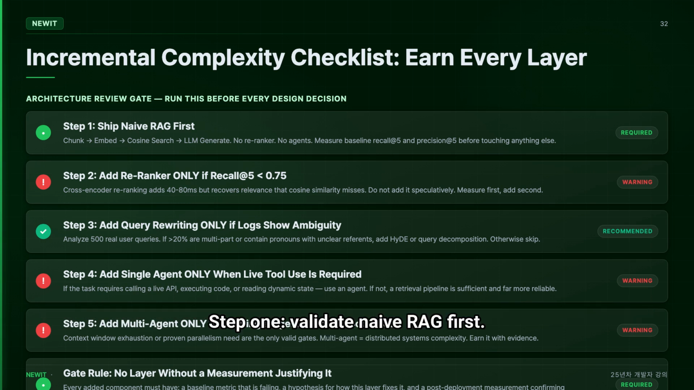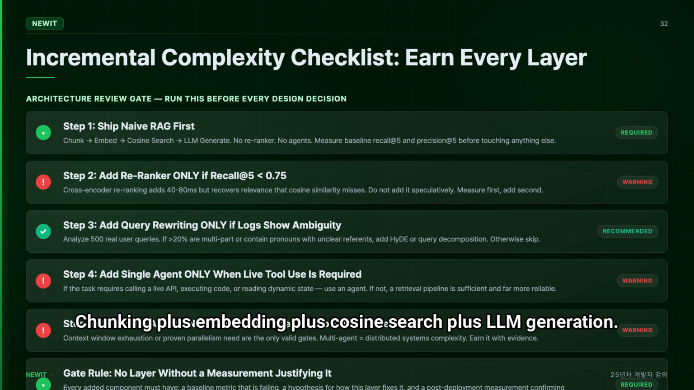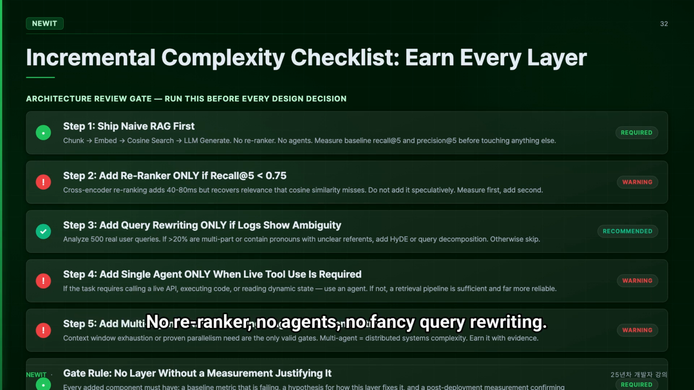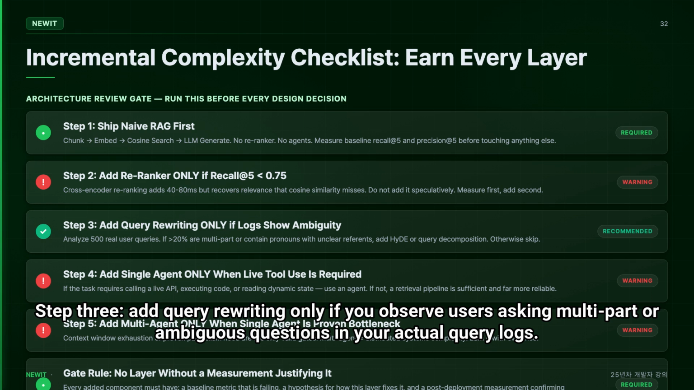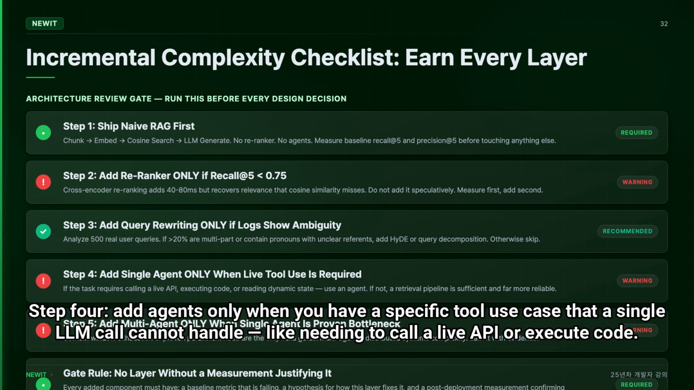Step 1. Validate naive RAG first. Chunking plus embedding plus cosine search plus generation. No re-ranker, no agents, no fancy query rewriting. Get it working and measure your baseline precision. Step 2. Measure recall. If recall at 5 is above 0.75, your retrieval is good enough. If it is below that, add a cross-encoder re-ranker, not before you measure.